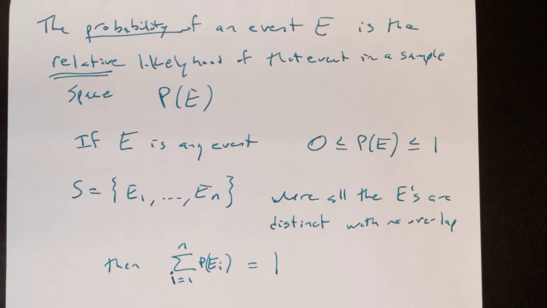I flip my coin. We said there were 2 outcomes. Total probability of landing heads plus the probability of landing tails has to be 1. My choice of students and what year they're in, the chance of a freshman plus the chance of a sophomore, chance of a junior, chance of a senior, has to add up to 1 every time.